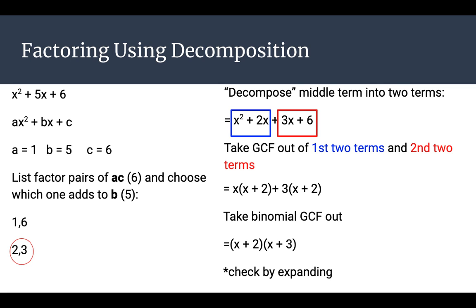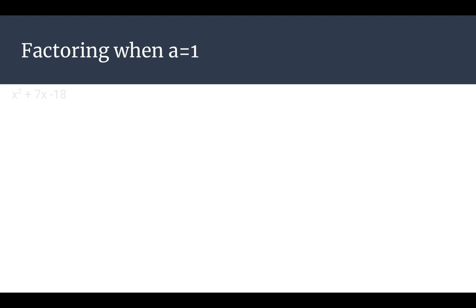So let's do another one when a is 1. And I'm just going to use the area model because it is my preferred method, and seems to be the preferred method of most teachers. So it's very important to become familiar with it. So let's go through our steps here. Okay, so first we're going to label what's A, what's B, and what's C.